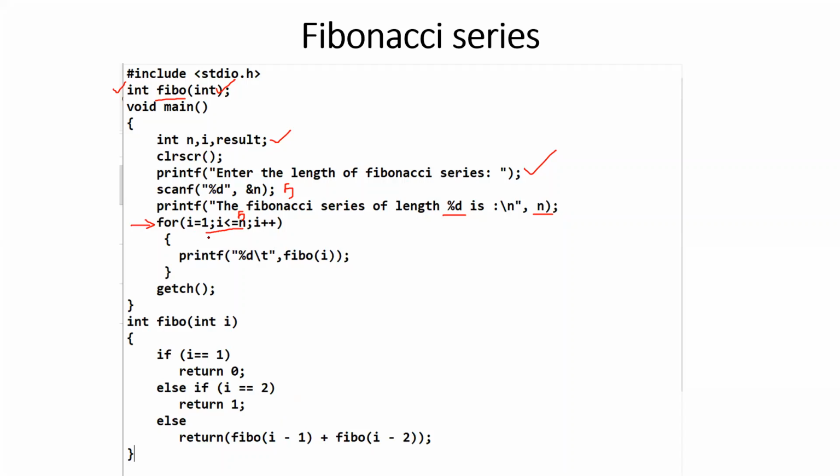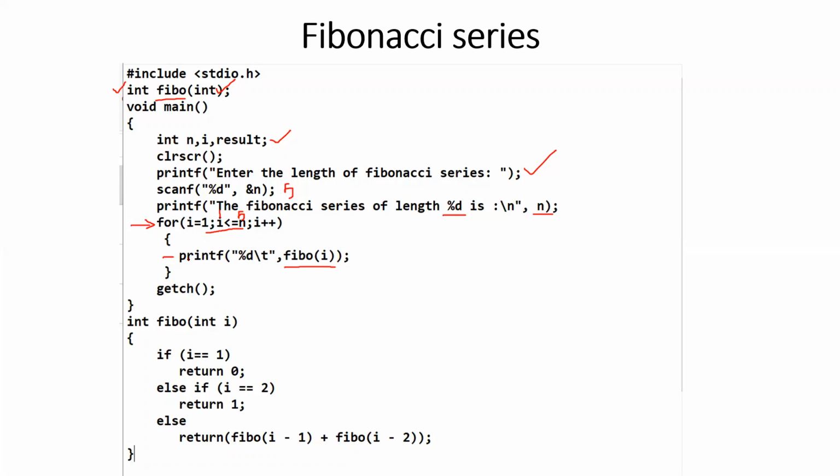I equal to 1. Now we are checking whether the I value is less than or equal to 5. You know, I is equal to 1, so 1 is less than 5. So it will move on to the execution of the for loop. It will come to the printf statement. It will be calling the Fibo function from the printf statement.